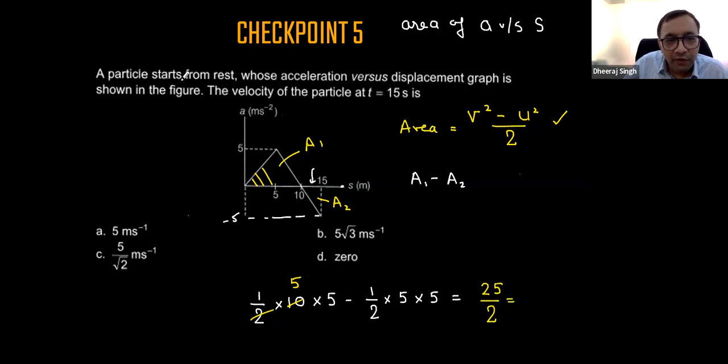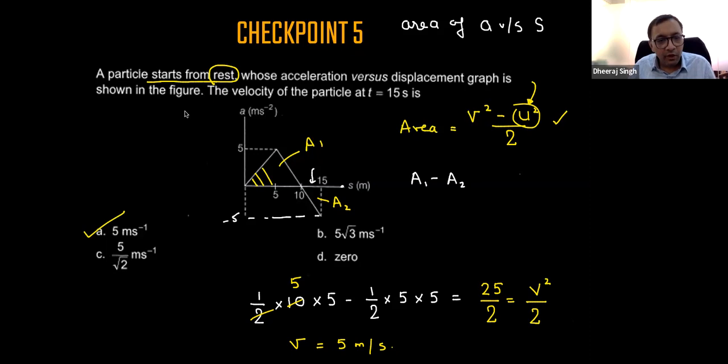The particle starts from rest. So because it starts from rest, the initial velocity is zero. So this is equal to final velocity squared divided by 2. Right? So initial velocity is zero. So final velocity squared by 2. So final velocity is 5 meter per second. So answer is A.